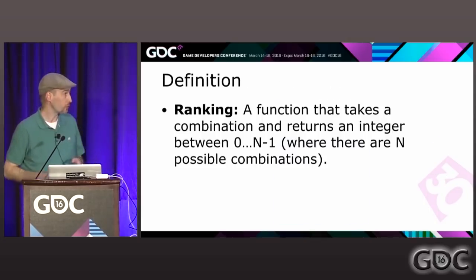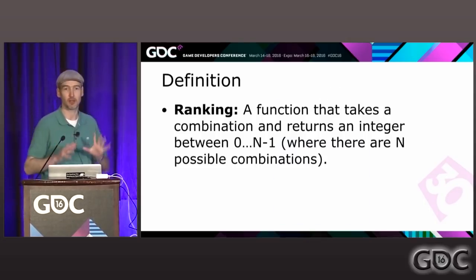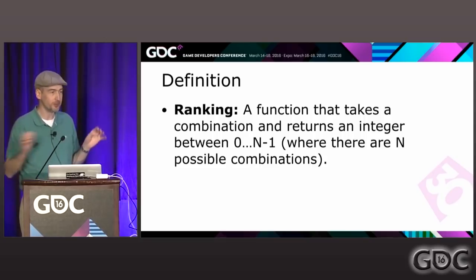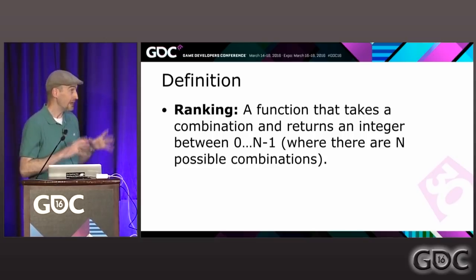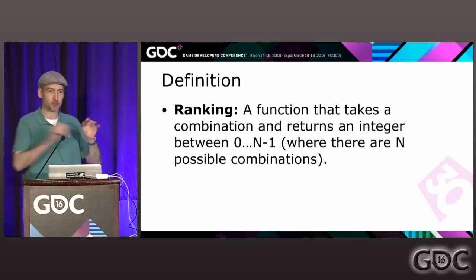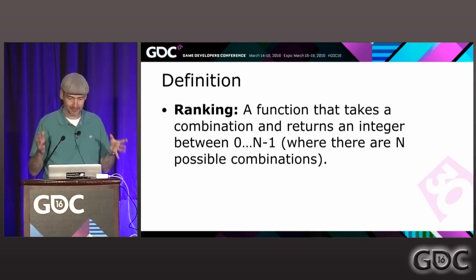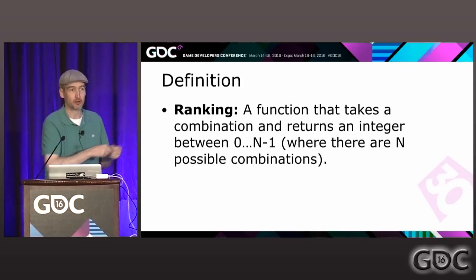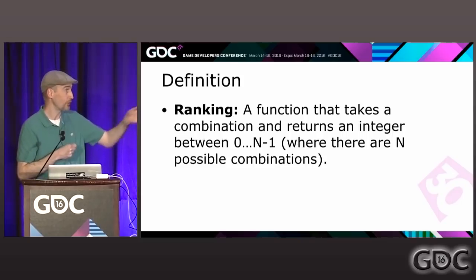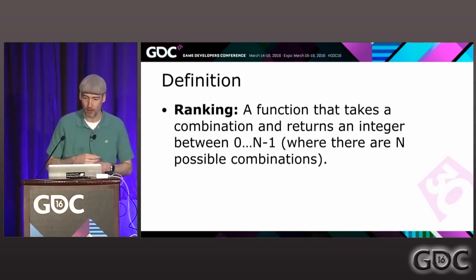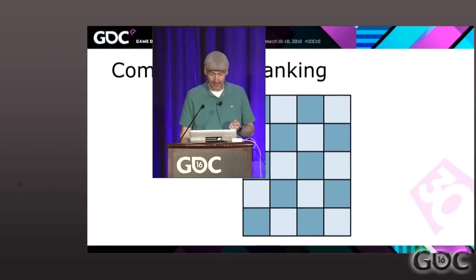And now what we want to do is talk about a ranking. A ranking is more commonly known as a perfect hash function, but that's a mathematical term. It's a function where we take a combination. So I'm going to give you a board pattern, and I'm going to say, what is the integer that corresponds to this? And this will be an integer between 0 and n minus 1 if there's n possible combinations. So let's look at how this works.